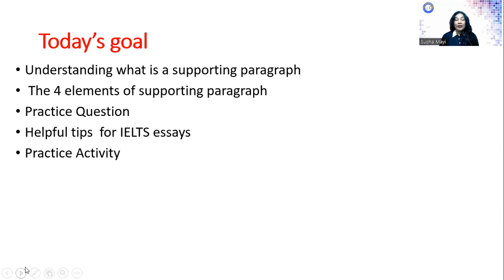You'll come to know how these four elements change your ideas into a most elaborative essay. And of course, I'll also use a practice question to describe everything in detail, giving you each aspect of these four elements of supporting paragraphs. And at the end, you will also be given helpful tips for IELTS essays. Very important. And as the video ends, you will be given a practice activity.